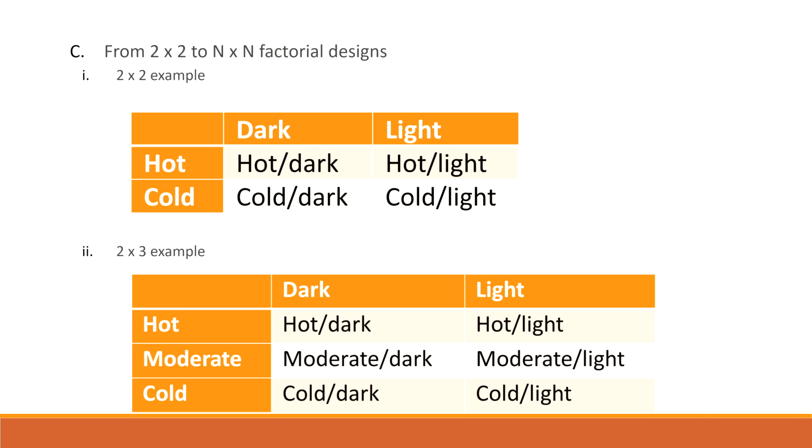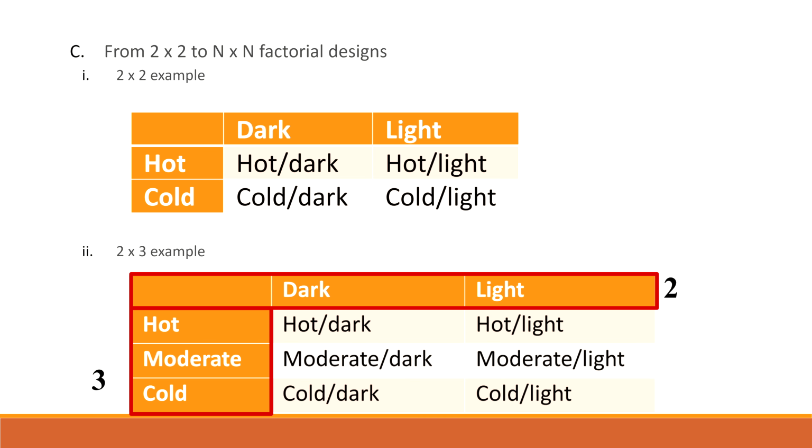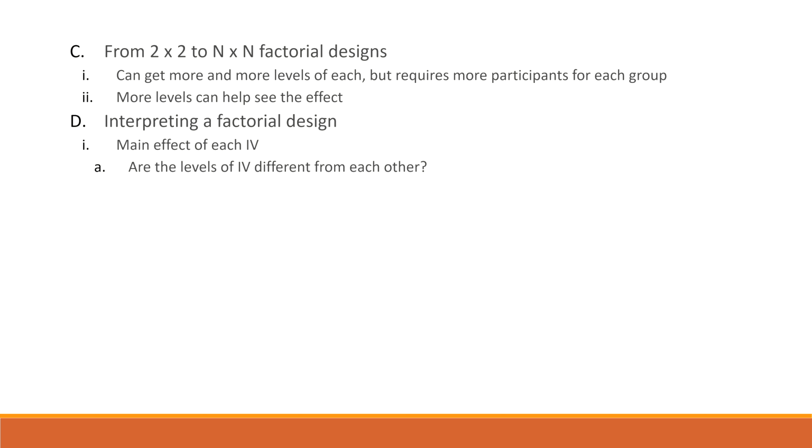Therefore, we can make this a 2x3 design, where we keep the two levels of dark versus light, but add in a third level of temperature, making this now hot versus moderate versus cold. The more factors added, the more participants you need, because you need people for each of the groups you create. But the benefit is that you get a lot of information that will help you to see the relation among variables. As stated, there are different ways to examine the data you obtain.